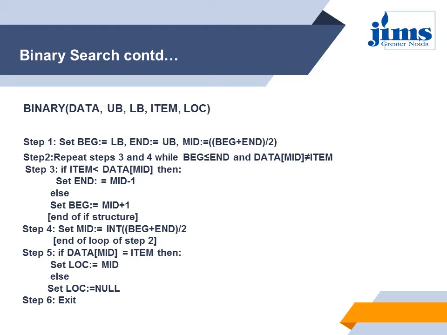If the item is less than the data at the mid value, then we shift the end equal to mid minus 1, else we shift the beginning to mid plus 1. This will conclude the if structure. Now once we have calculated the new values for beginning and end, we'll have to recalculate the mid value as the integer part of beginning plus end by 2.